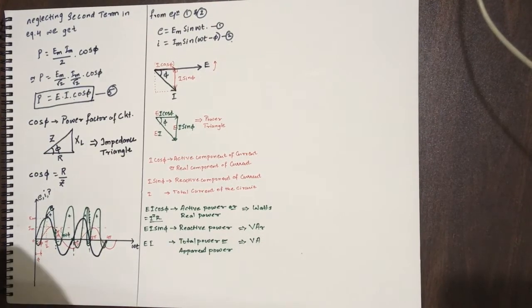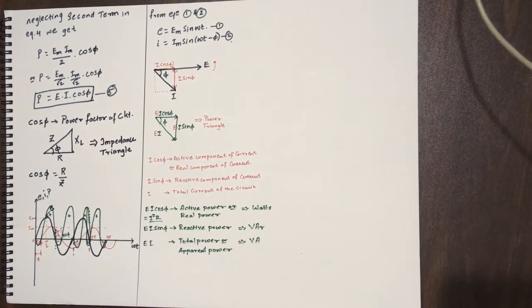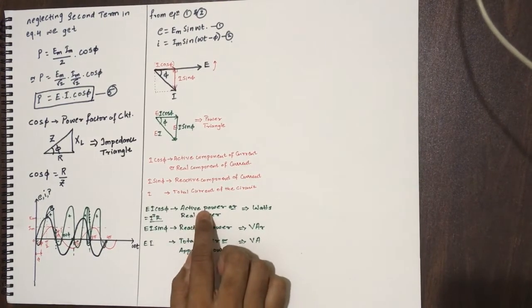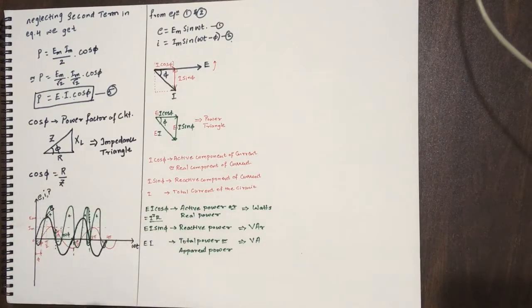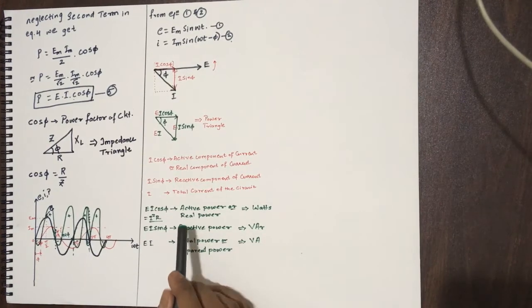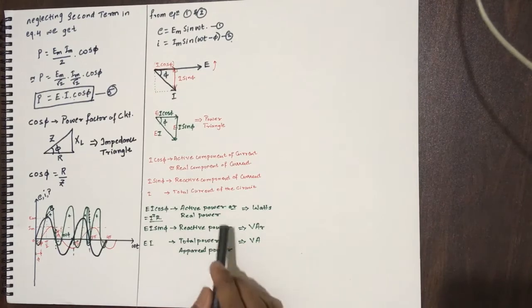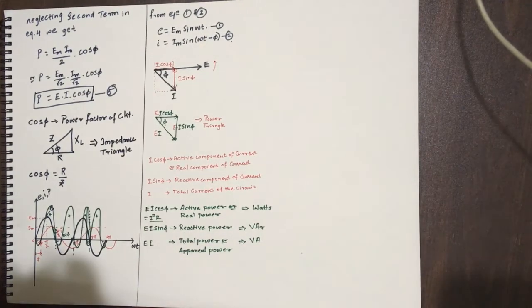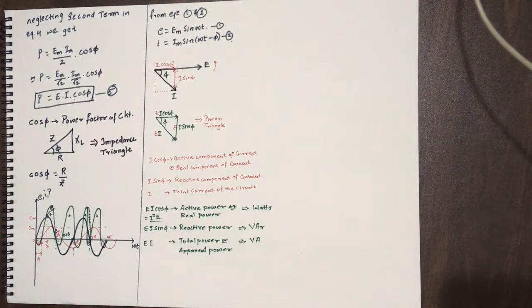So these three are the powers that exist in any alternating current circuit if the circuit is reactive. If the circuit is not reactive, then only active power will exist. If the circuit is not resistive but purely reactive, only reactive power will exist. In a pure resistive circuit, total power is equal to active power. In a pure reactive circuit, total power is equal to reactive power. This is the analysis of RL circuit when applied with the alternating current source.